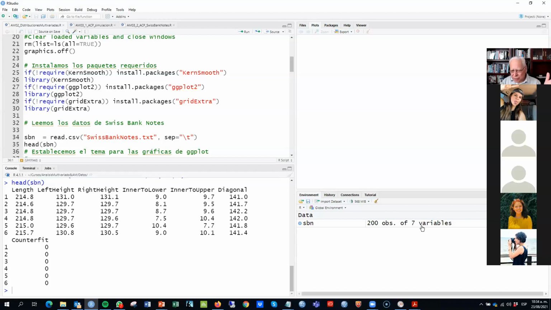We have 100 Swiss bank notes that are legit, and the others are false. Now we have the length of the note, the left height, right height, inner to lower, inner to upper, diagonal, and the information whether it's counterfeit or not. That's the information we have.